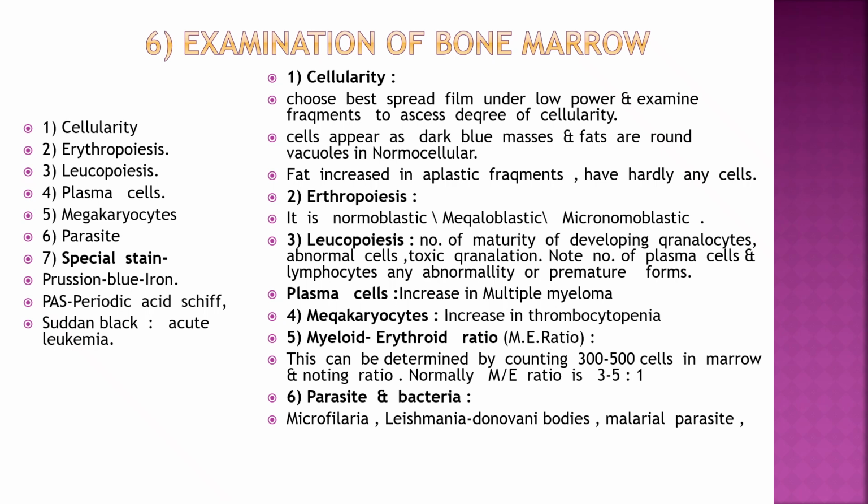In that we have to see certain points, like cellularity, whether normal, hypercellular or hypocellular. We can make this out by the cavities present because of the fat cells. If normal cavities are seen, then it is normal. If the cells are more and cavities are less, then it is hypercellular. If the cells are low and cavities are more, then it is hypocellular.